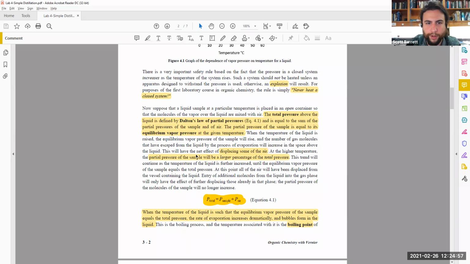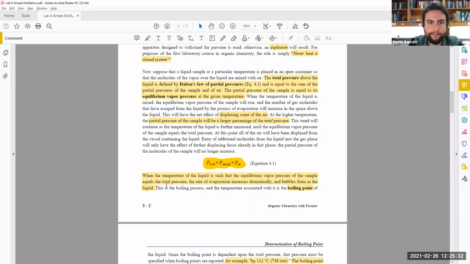And so going forward, we would understand that if the temperature of a liquid is raised, the equilibrium vapor pressure will rise as well. Vice versa, if it's reduced, it would reduce as well. So they're directly related, directly dependent on each other. If we did that, it would have a net effect of displacing some air. So at the higher temperature, the partial pressure of the sample will be a larger percentage of the total pressure, because as the pressure of the sample increases, the pressure of the air decreases if you have an equilibrium system with a total amount of pressure within a given system.